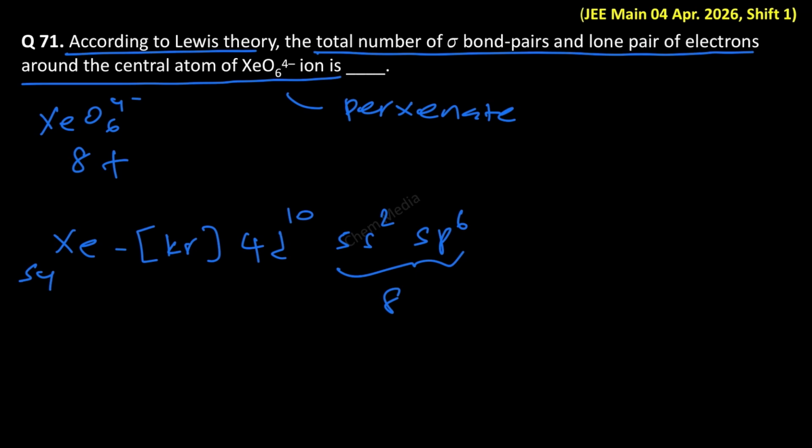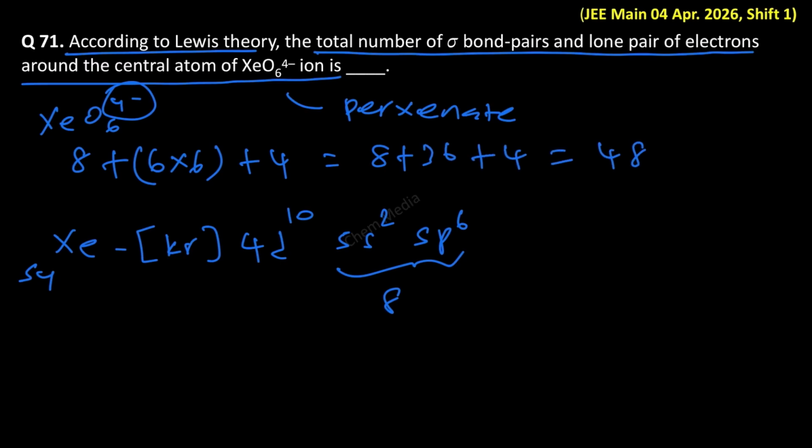And then oxygen atomic number is 8. We are ignoring the 1s2 core. We have 6 oxygen atoms. Therefore, 6 times 6. And then for the 4 minus charge, we have to put 4 electrons. Therefore, this is equal to 8 plus 36 plus 4. Therefore, 48 valence electrons we have in total. Now using 48 valence electrons, let's write the Lewis structure of perxenate anion.